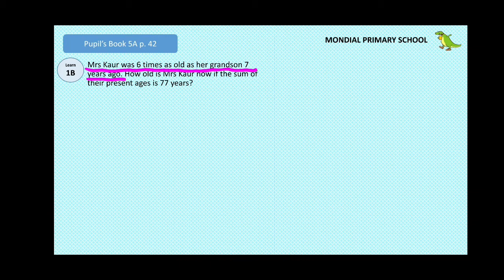What are the other keywords? Nice! We know that the sum of their present ages is 77 years. The sum of their present ages is 77 years. And what do we need to find? Well done! We need to find Mrs. Kaur's age now.